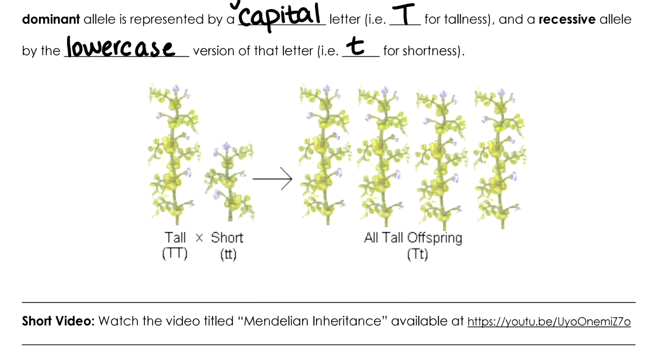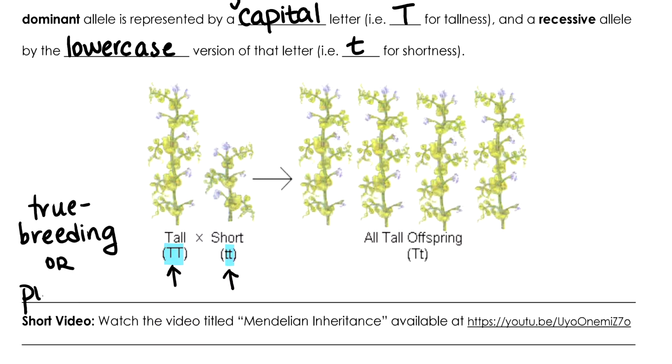So in the diagram below here, you can see we have a tall plant, which has the alleles big T, big T, and we have a short plant, which has the alleles little t, little t. So because these are the same letter, these are called true breeding organisms, also known as purebreds.